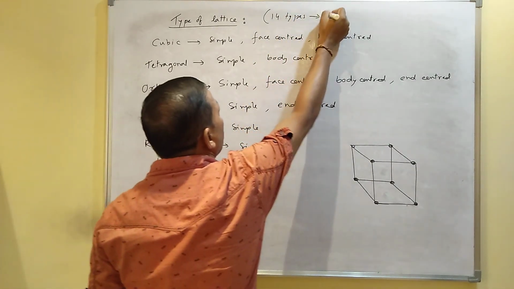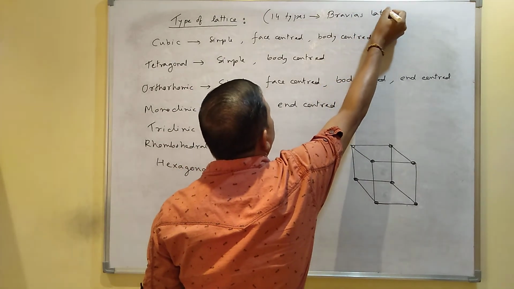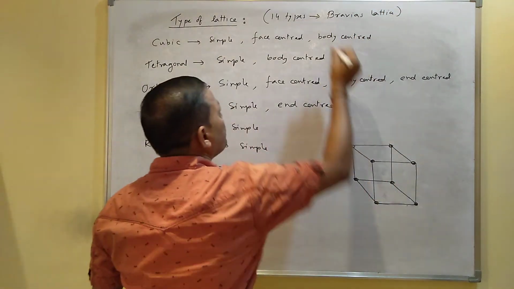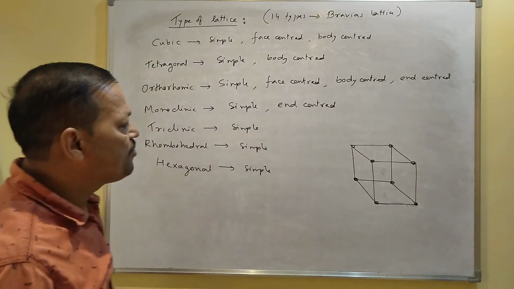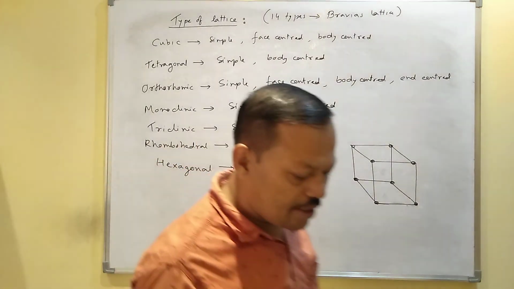are also called Bravais lattices. Remember this. These are also called Bravais lattices. So these are the types of lattices you have.